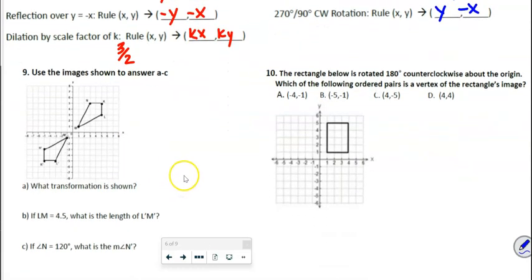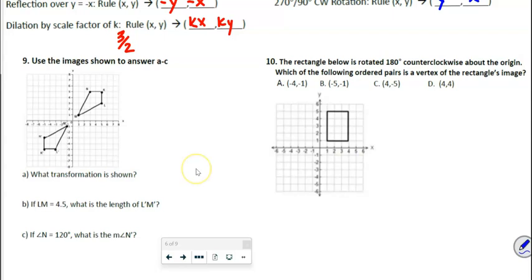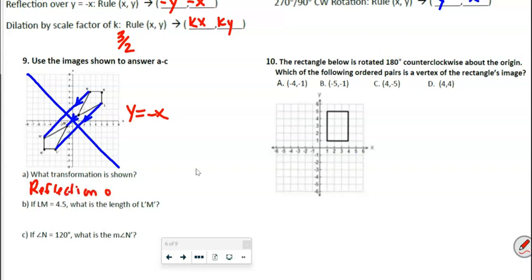All right, number 9 says use the images shown to answer A through C. So remember, we use a tool here, right? We're going to connect all our vertices here. And notice they are all parallel, right? But they are not all the same length. So we are going to bisect them to find our line of reflection. That right there's our line of reflection, and that line is y equals negative x. It's falling, right? So what is the transformation? And remember, if those lines had all been the same length, that would have been a translation. So this is a reflection over y equals negative x.